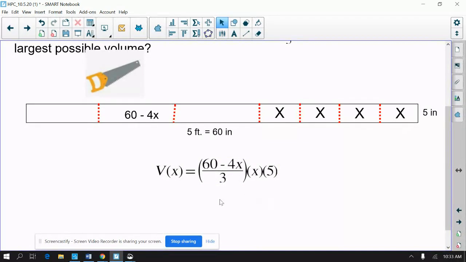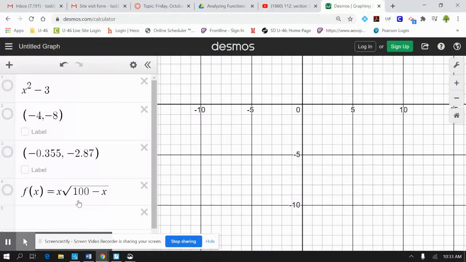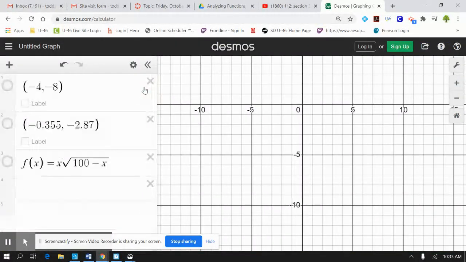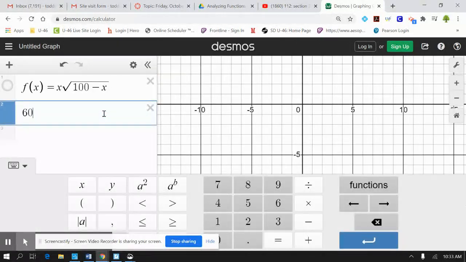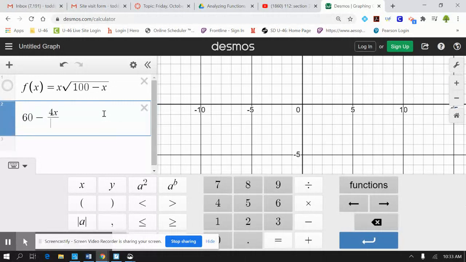And let's graph this. So 60 minus 4x. No.